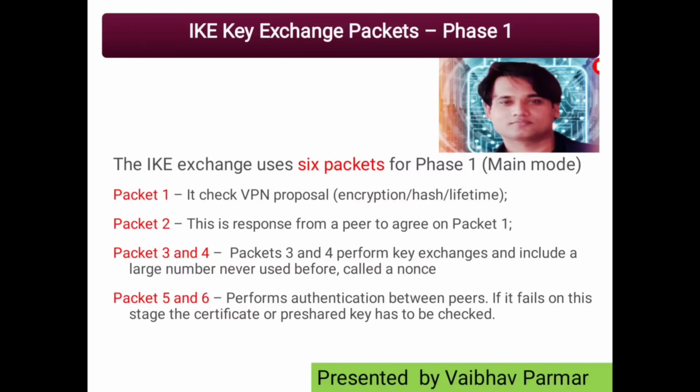Packets 5 and 6 perform authentication between peers. If it fails at this stage, the certificate or pre-shared key has to be checked.